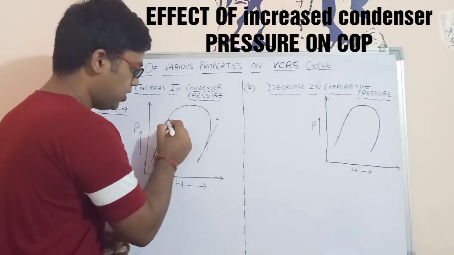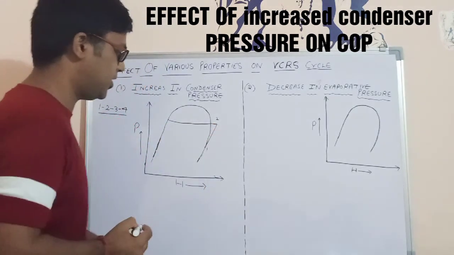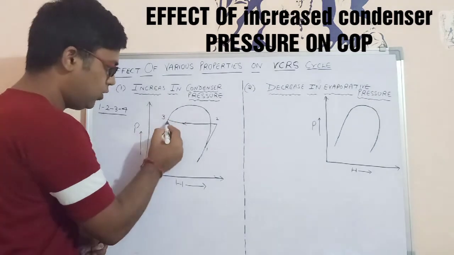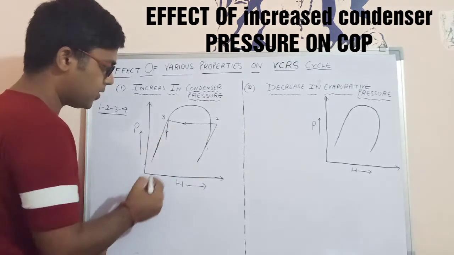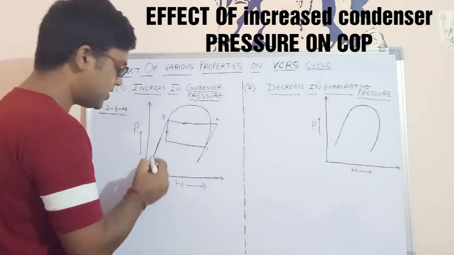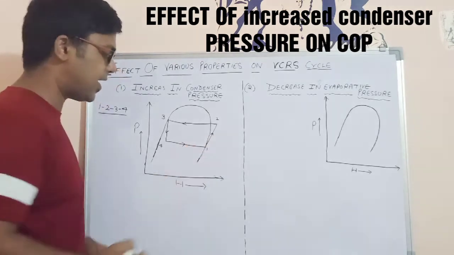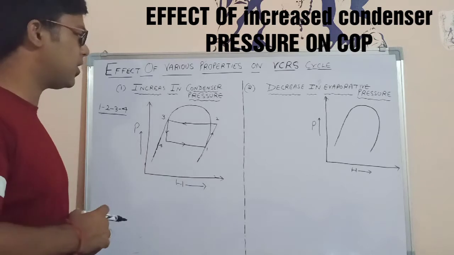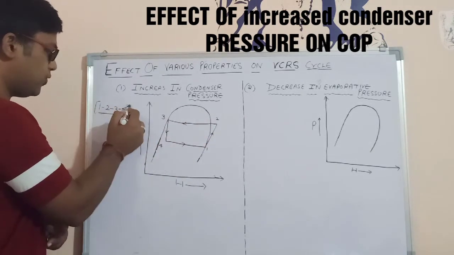Then from 2 to 3 we have the condenser, which is called the constant pressure heat rejection process. Then 3 to 4 is called the isenthalpic expansion process, so the enthalpy remains constant, and then 4 to 1. So that is how we show a VCRS cycle on a ph graph, with the condition that at the start of the compression we are assuming the refrigerant is dry. Clear? So this is a simple case, we can say the ideal case of 1 2 3 4.